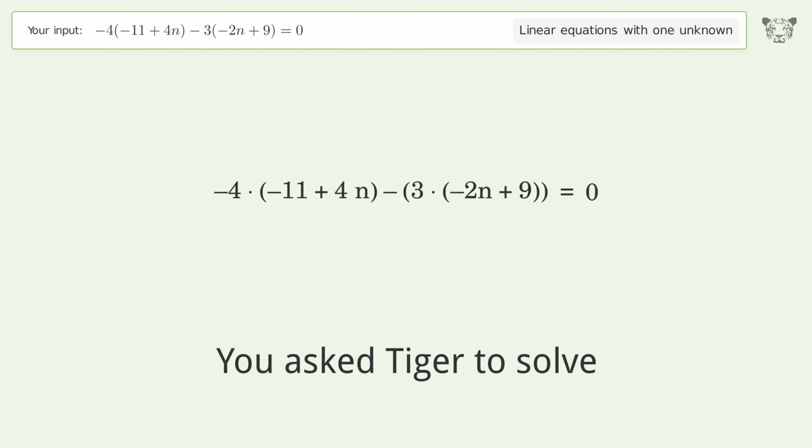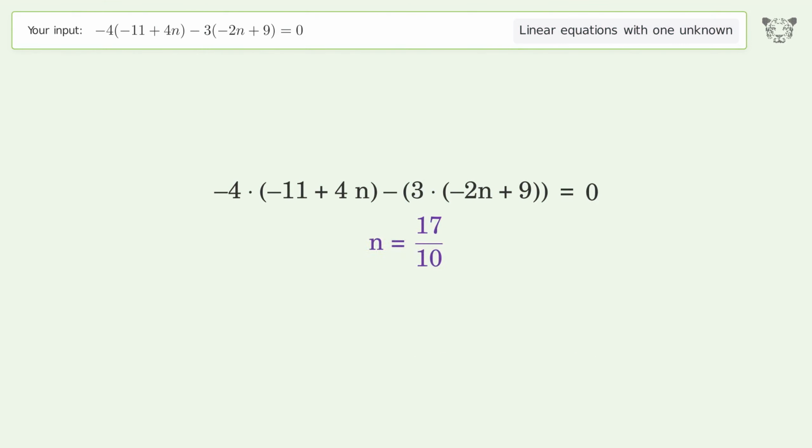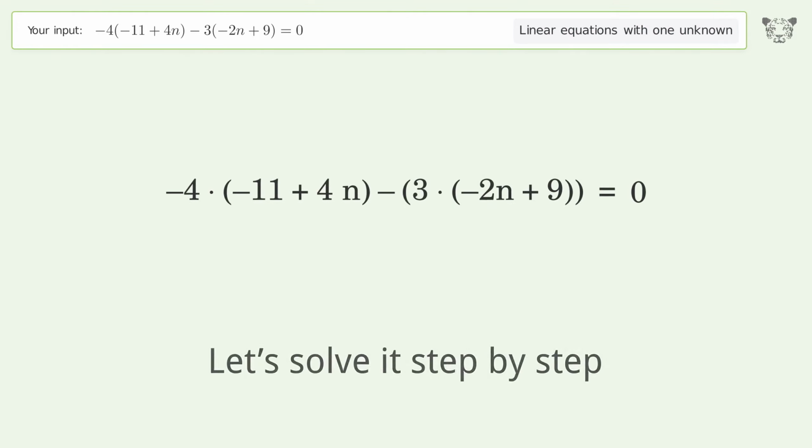You ask Tiger to solve this. This deals with linear equations with one unknown. The final result is n equals 17/10. Let's solve it step by step.